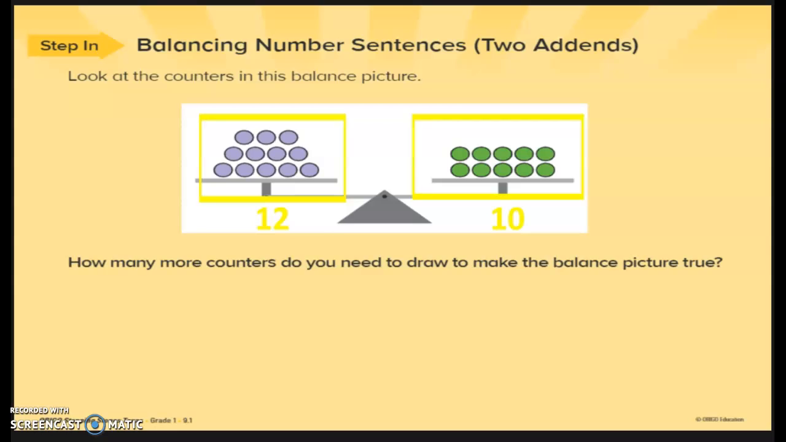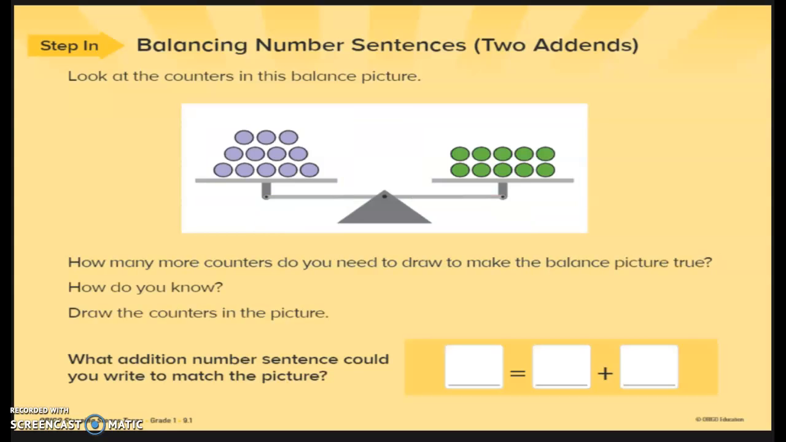Well, we know that's unbalanced, but by how much? Do we put 1 on one side, add some to the other side? Well, how can we make that balance true? Well, that's what we're working with today. And then also, we're going to be writing number sentences. Equals, a number equals blank, put a blank.